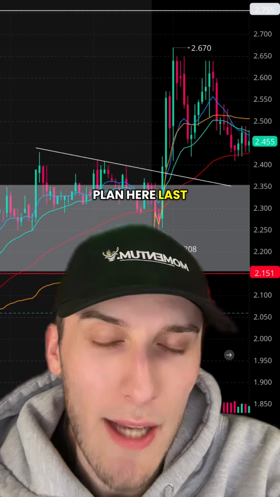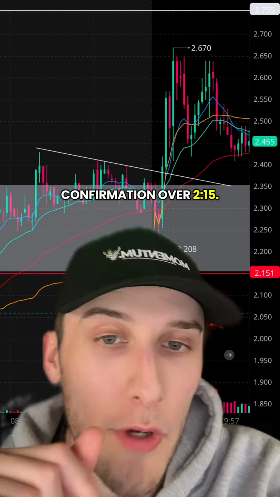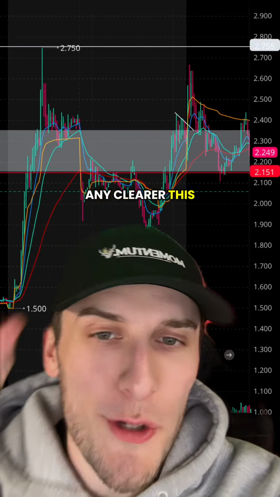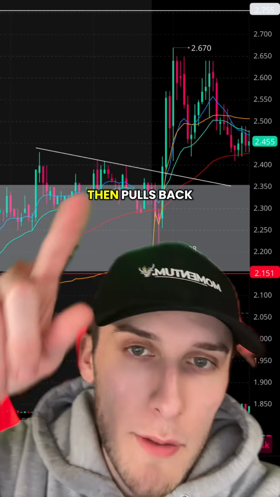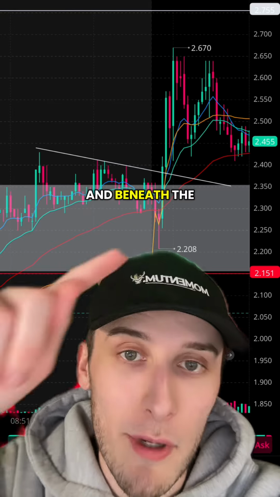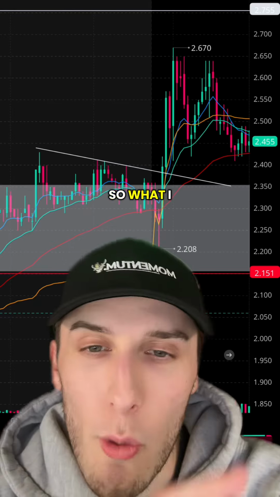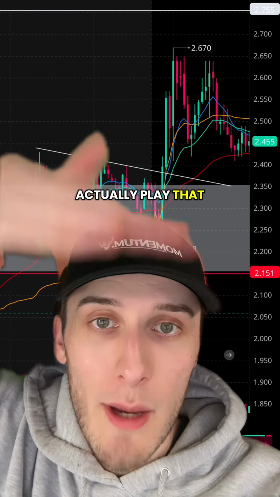Now, the game plan here last night was to watch for strength over $2.40, then wait for confirmation over $2.15. And that could not have been any clearer this morning going into market open. So around 9 o'clock this morning, this breaks over this 240 level, then pulls back and puts in place that higher low back over 215. But unfortunately, the issue there is price is beneath all of our moving averages and beneath VWAP, so I couldn't play it there. So what I note here is we have these lower highs stacked overhead that I have to look for a break above so I can actually play that breakout to the upside.